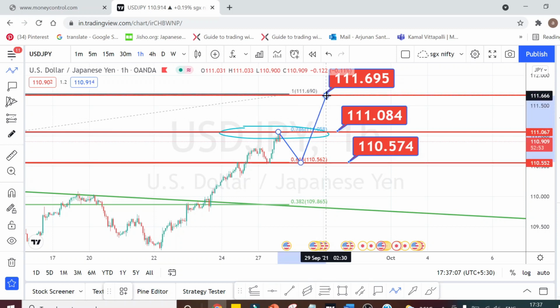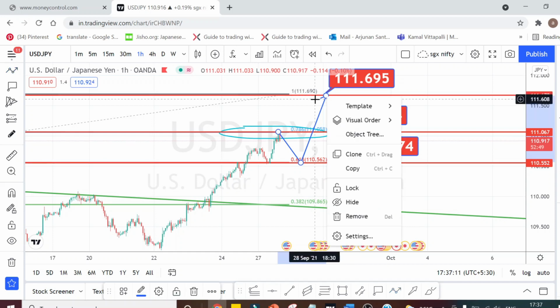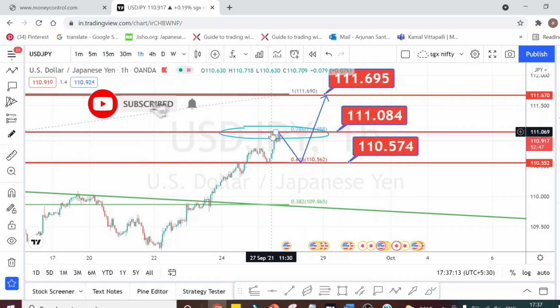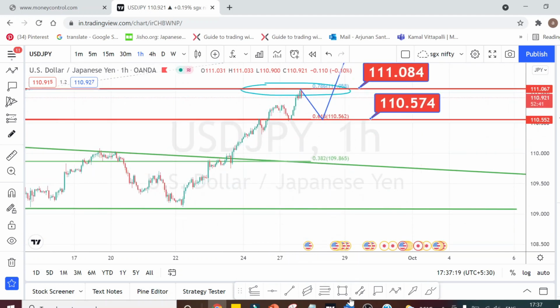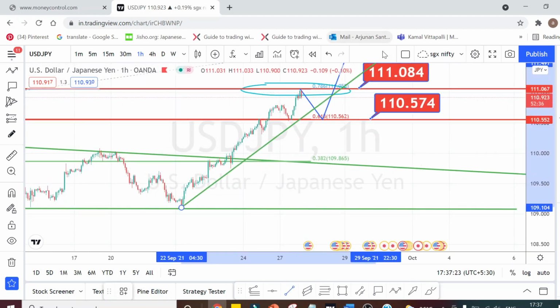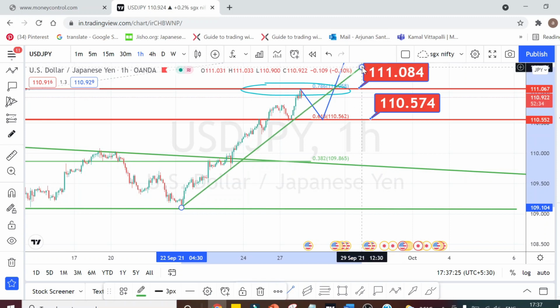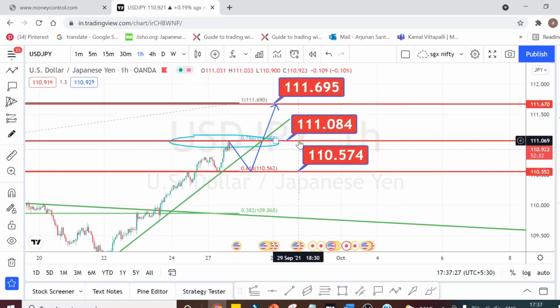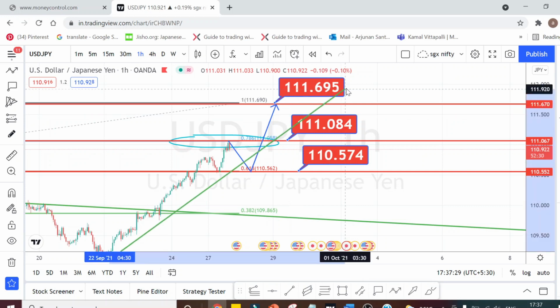The market usually doesn't go in a straight line. It has to retrace. That is the sign of a healthy market. So we can have a retracement happening here, then the uptrend to continue. As long as this trend line is holding, we will have the uptrend to continue.